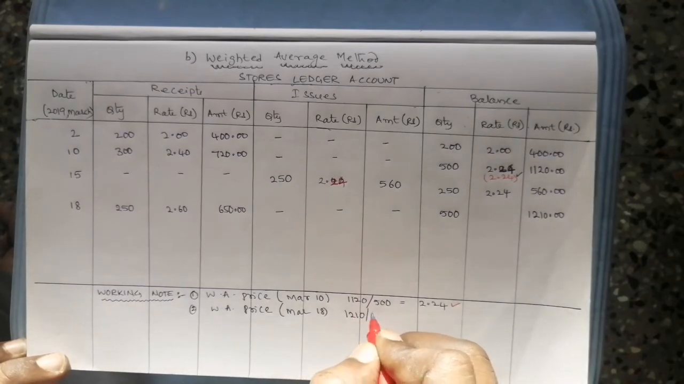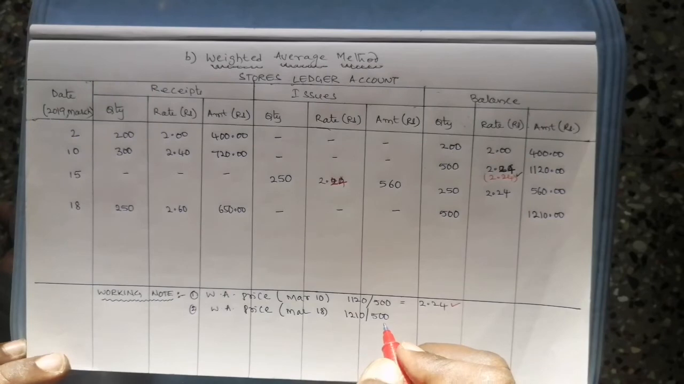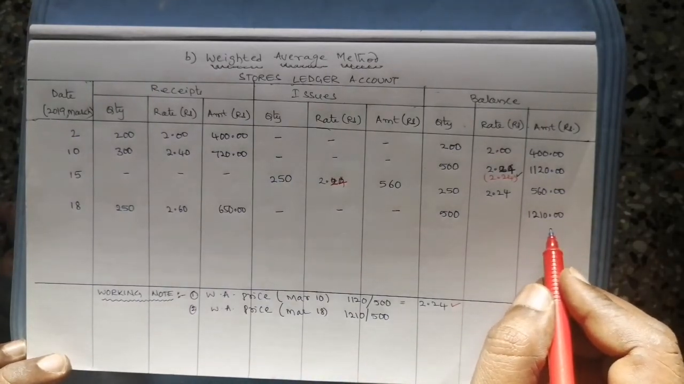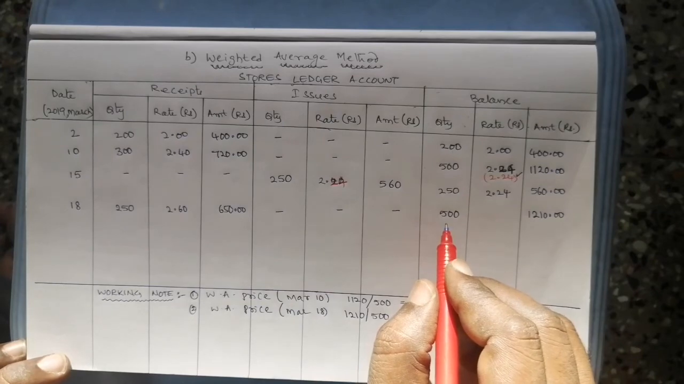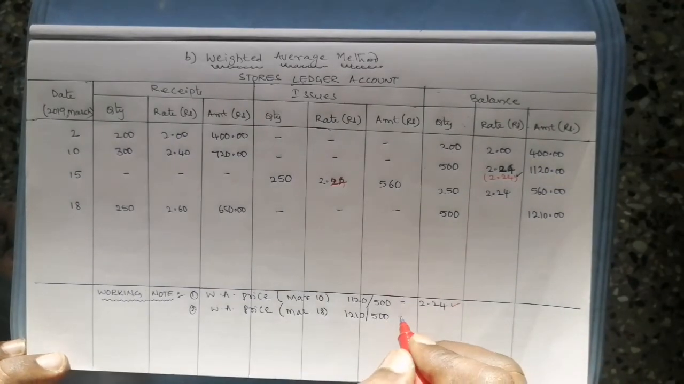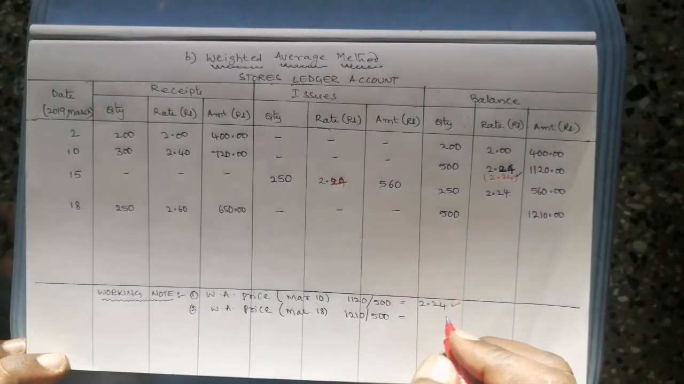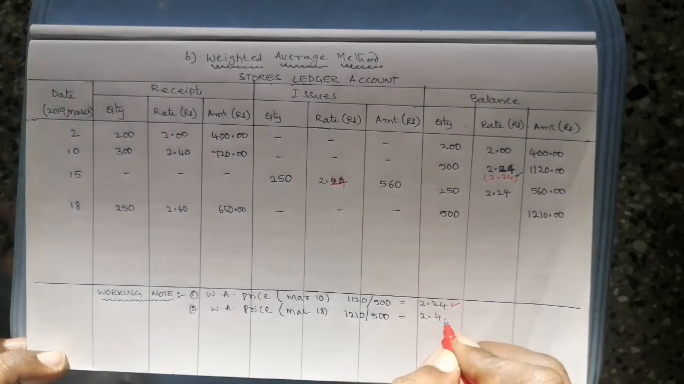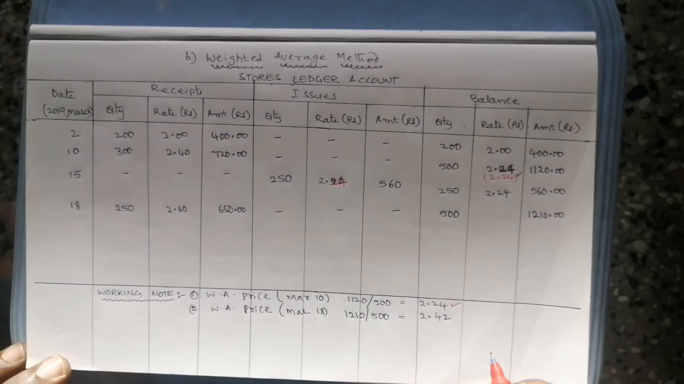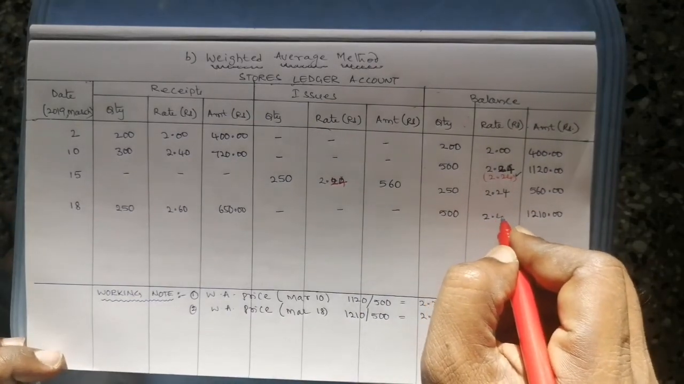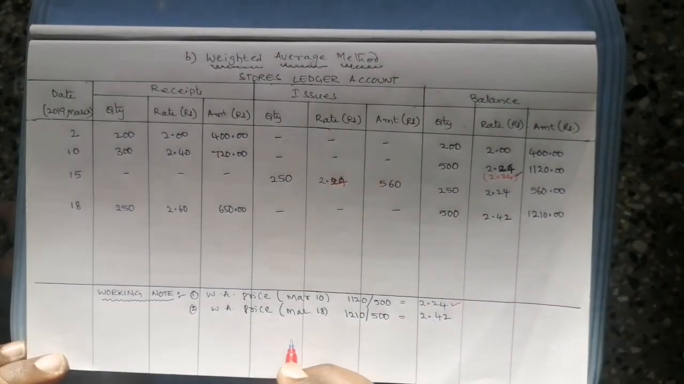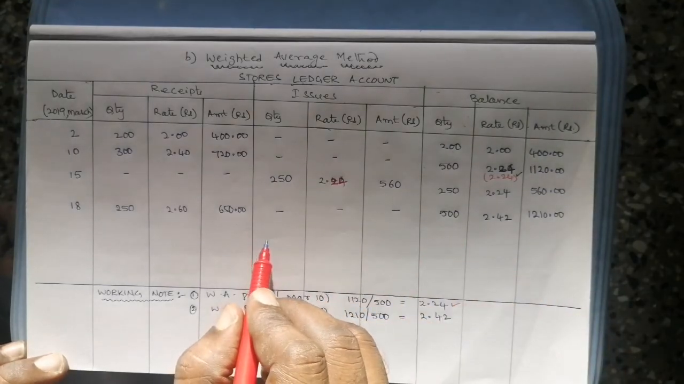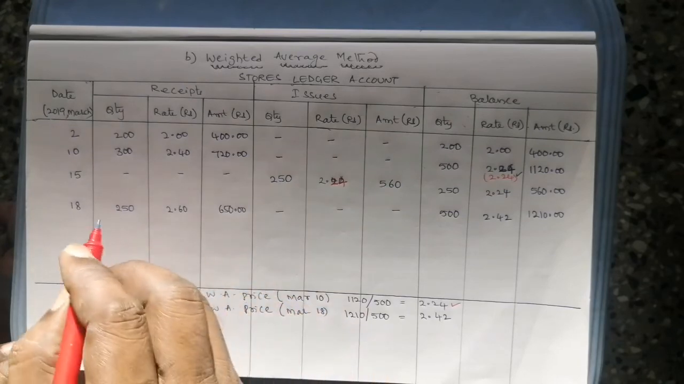So 1210 is the amount divided by 500. 1210 is taken from the balance amount, and the 500 quantity is also taken from the balance amount, to give weightage to the values and the quantity. Now 2 rupee 42 is the price, which you can mention here. This price we can use if there is any issue of materials tomorrow, that is, the next day.